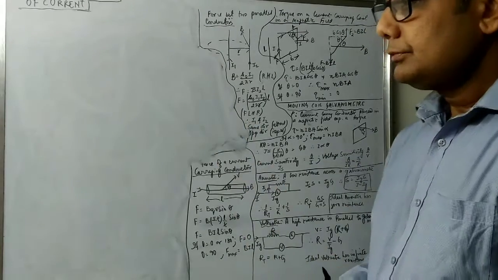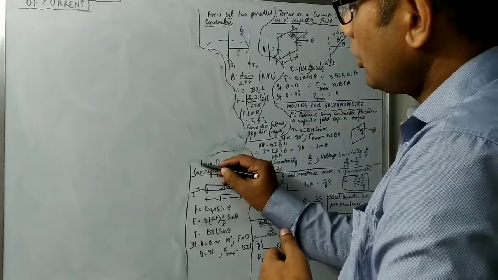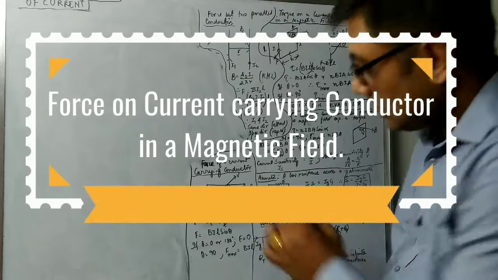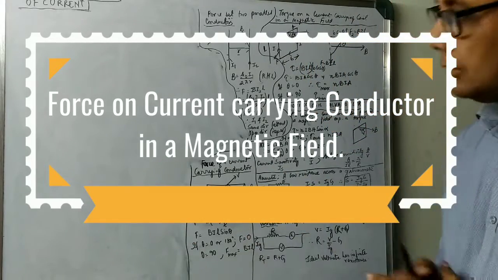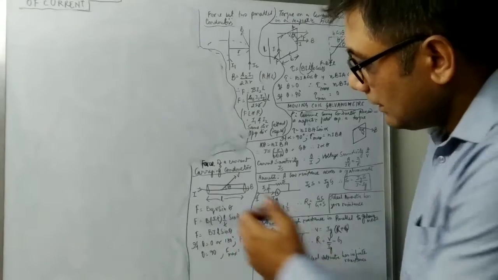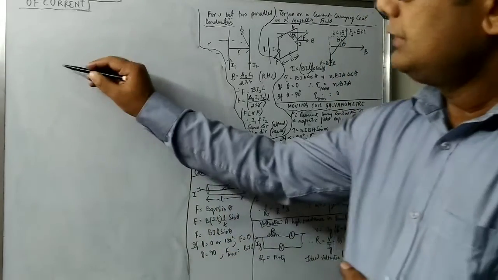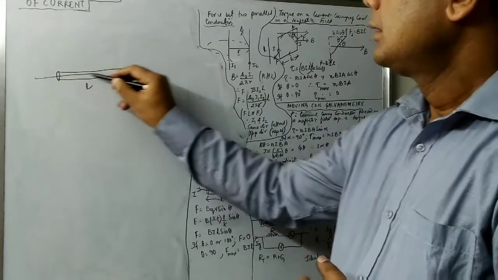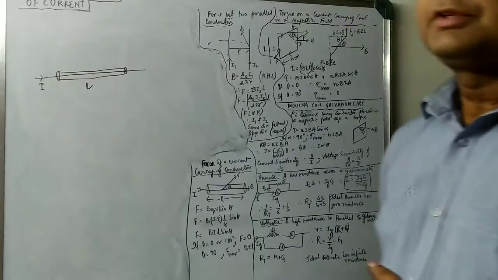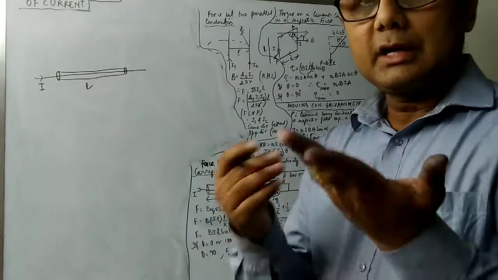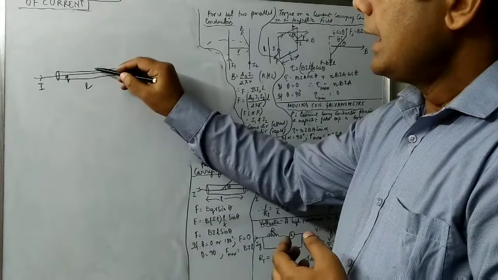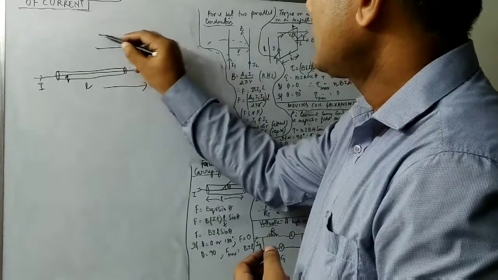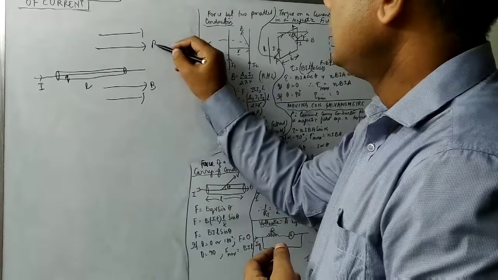Next we will study force on a current carrying conductor. This is a conductor of length L through which a current I is passing. Current is passing means charge Q is passing. And here is the magnetic field under which the conductor is placed.